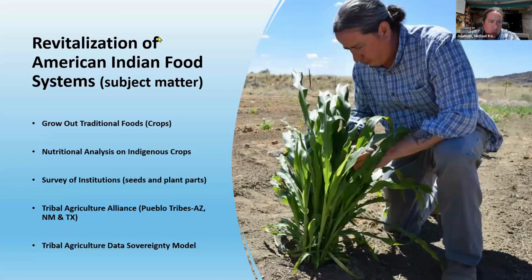And so one of my projects that I like to focus on is the revitalization of American Indian food systems. It's something that I've been working on with the Rockefeller grant. First of all, it's going to be growing out traditional foods, something I do already. It's going to be nutritional analysis on indigenous crops, and we have to have the tribe's permission on that. We're asking the tribe for their input on that. Then a survey of institutions. This is important because I'm looking at seeds and plant parts, what the process is, and what the accessibility is for tribal communities to rematriate those back. And then the tribal agricultural law that I'm putting together involves all Pueblo tribes in Arizona, 19 in New Mexico, and 1 in Texas.